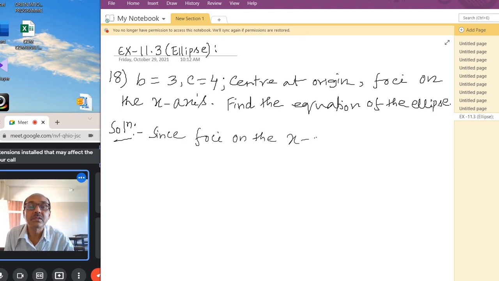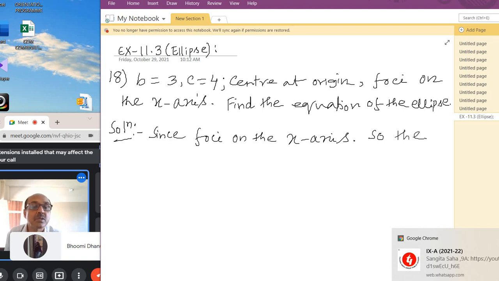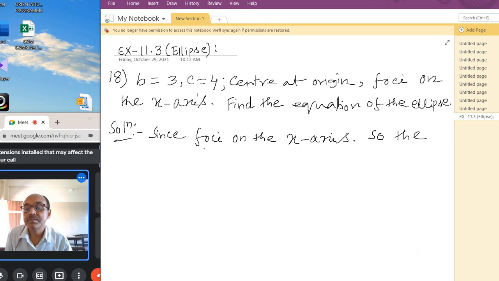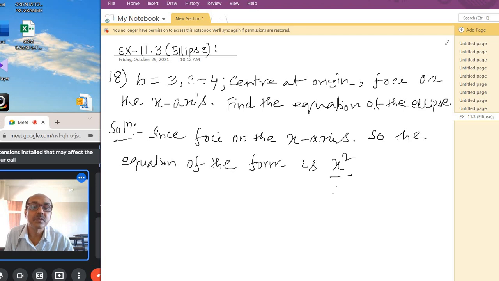Major axis on the x-axis, so the equation of the form is, that is type 1 ellipse, x square by a square plus y square by b square equal to 1.